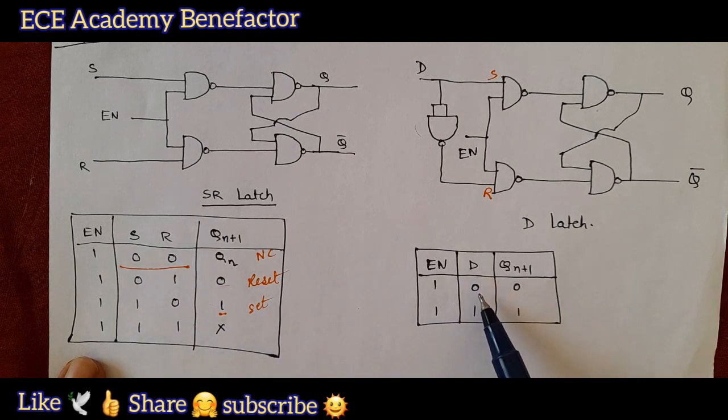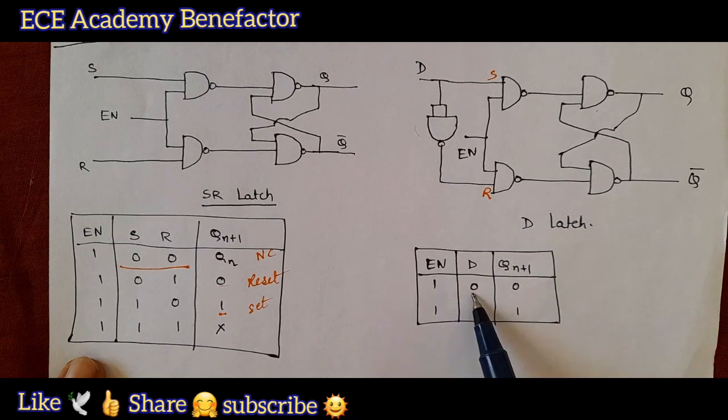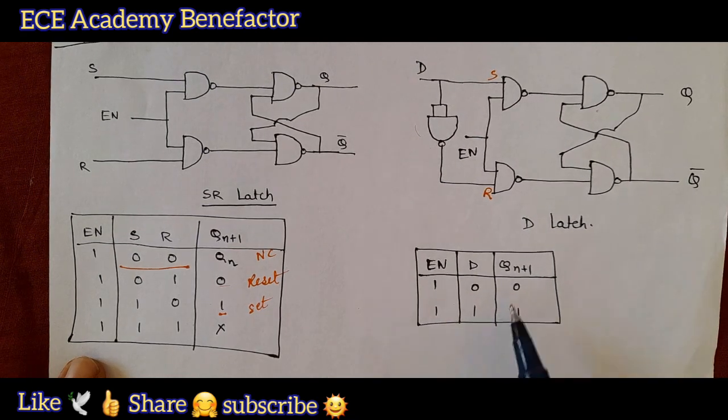Coming to the D latch, whatever is the D input will be reflected at Qn plus 1. D is 0, Qn plus 1 is 0, D is 1, Qn plus 1 is 1. The enable input is made 1.